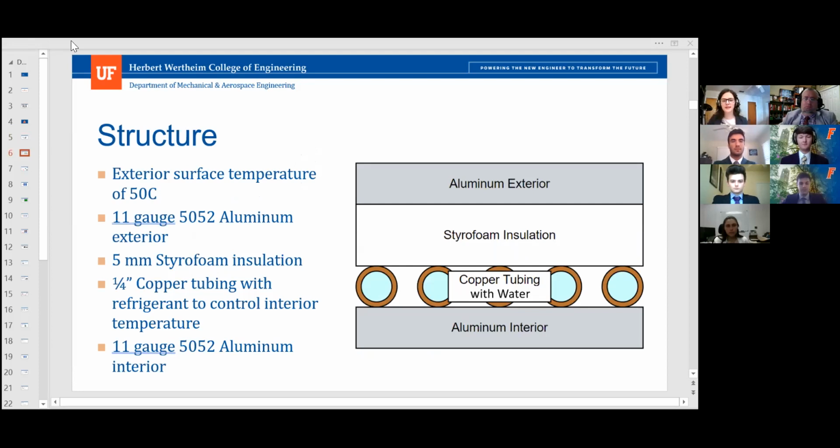The structure is made up of 4 layers: an 11-gauge 5052 aluminum sheet metal exterior to protect the interior mechanism, 5 millimeters of styrofoam insulation to keep the exterior surface at a maximum of 50 degrees Celsius, copper tubing with cooled or heated water running within, which acts as a part of our climate control, and an 11-gauge 5052 aluminum sheet metal interior to support and hold the interior mechanism.